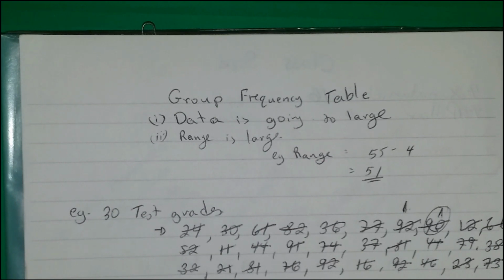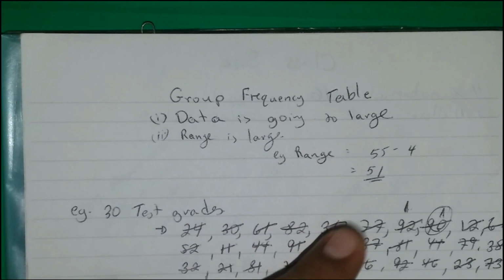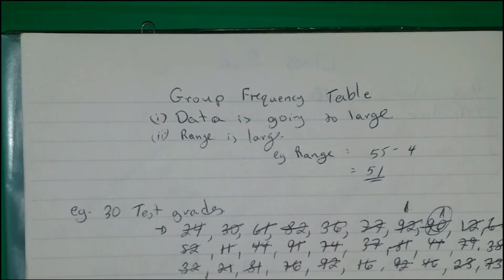If you can recall from our previous video, we were taking a look at the group frequency table. Now, in order for the group frequency table to work, we need to be given a large set of data. So the data is going to be large, right? So you're going to have 50 numbers, 60 numbers, and so on. So the data needs to be large.